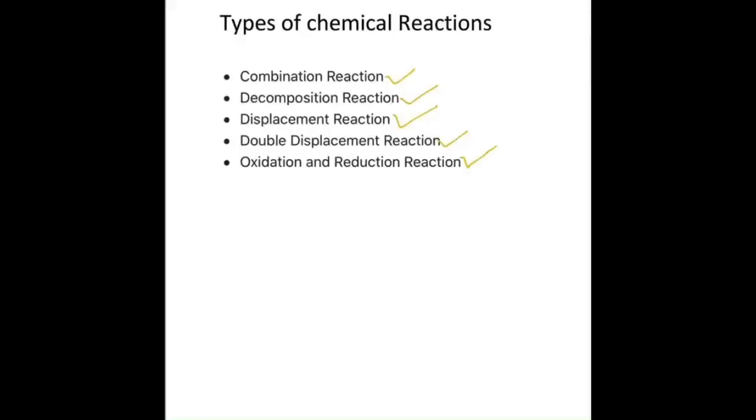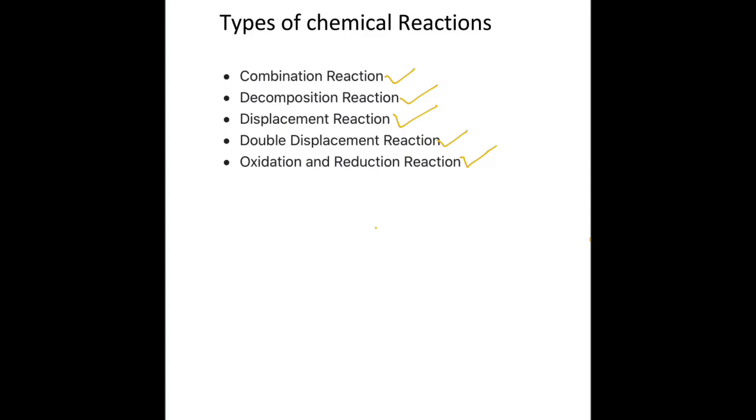The different types of chemical reactions are combination reaction, decomposition reaction, displacement reaction, double displacement reaction, and oxidation and reduction reaction. Now we are going to learn about all the 5 types of reactions in detail. So let's discuss combination reaction.